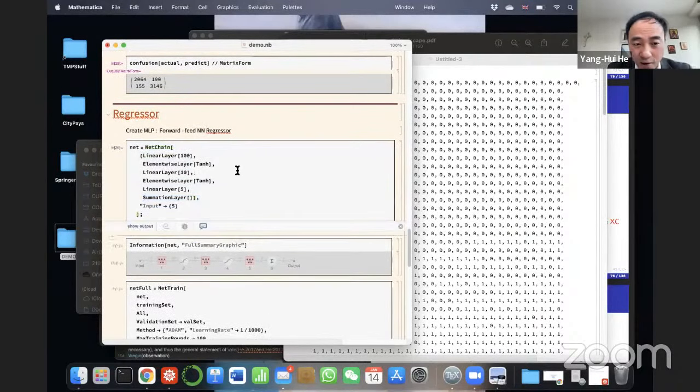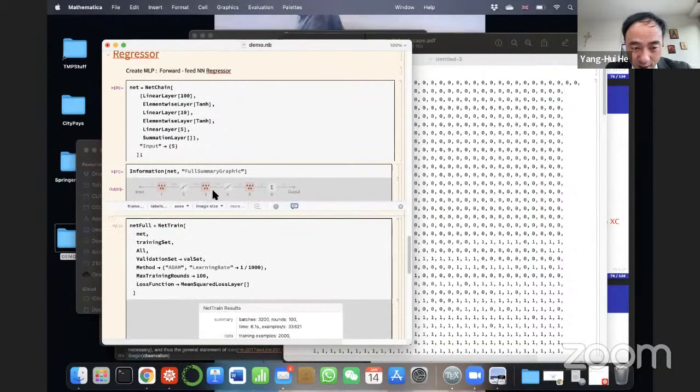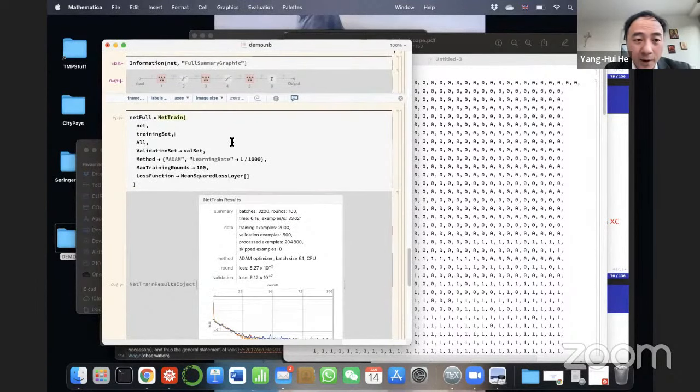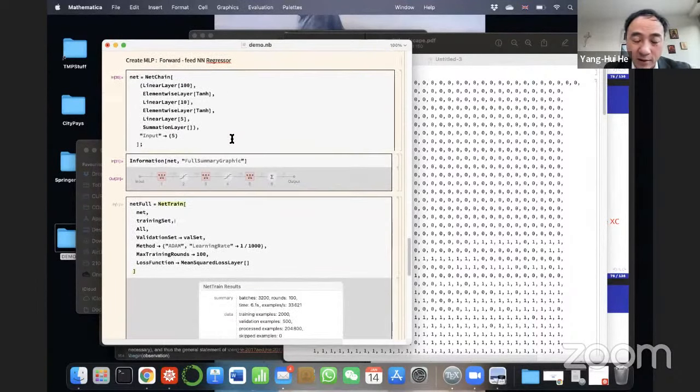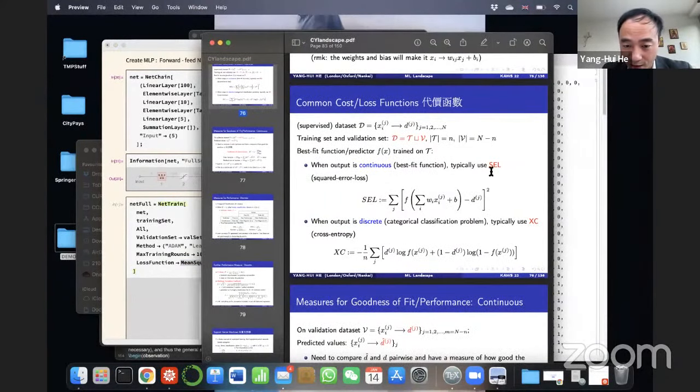Okay, so let's try this one. This is a regressor, and that's what it looks like. Because this is a regression type of thing, it is more customary to use mean squared loss instead of cross entropy loss. So we're going to use the squared of the standard deviation, as in regression type analysis.